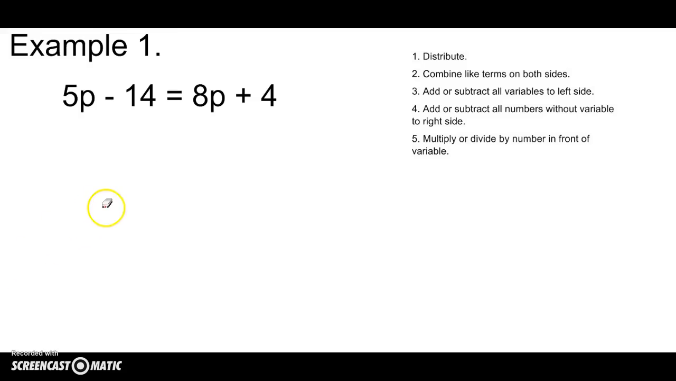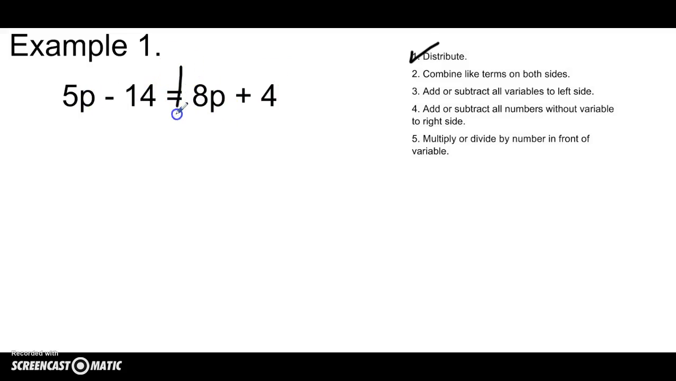All right, let's look at example 1. Step 1 asks us to distribute. If I look at my equation, I don't see any distribution that I have to do, so I'm going to go ahead and check it off. Step 2 asks us to combine like terms on both sides. What that means is, on both sides of the equal sign, I'm going to combine like terms.